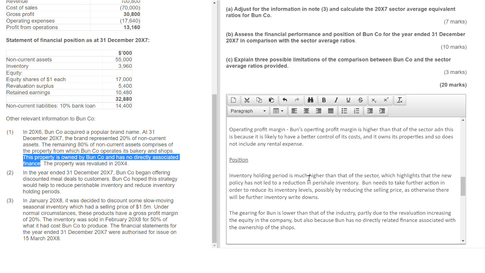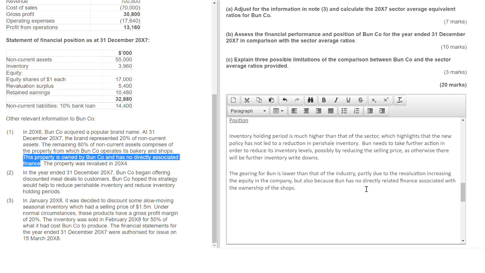But again, the key thing that you're doing is for each ratio, you're making at least one comment and making sure that comment is specific to what you have been given within the actual question. Okay. Use the information. Even if you don't know what that information means, use it somewhere. Okay.